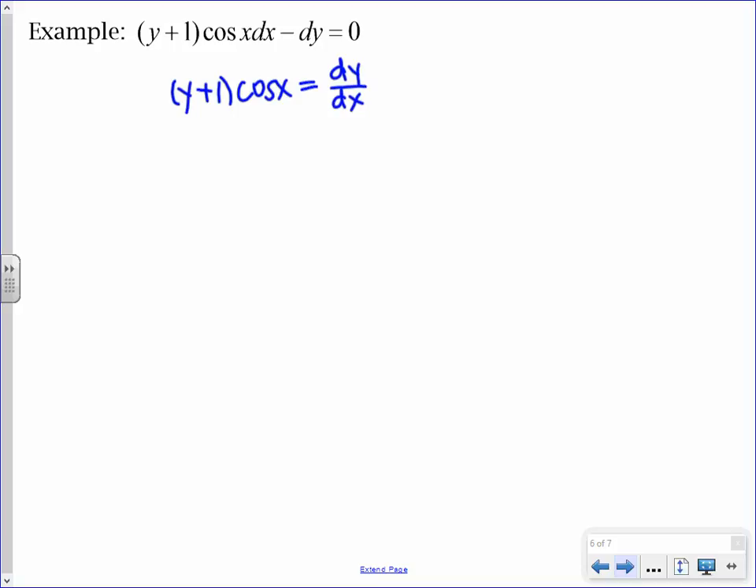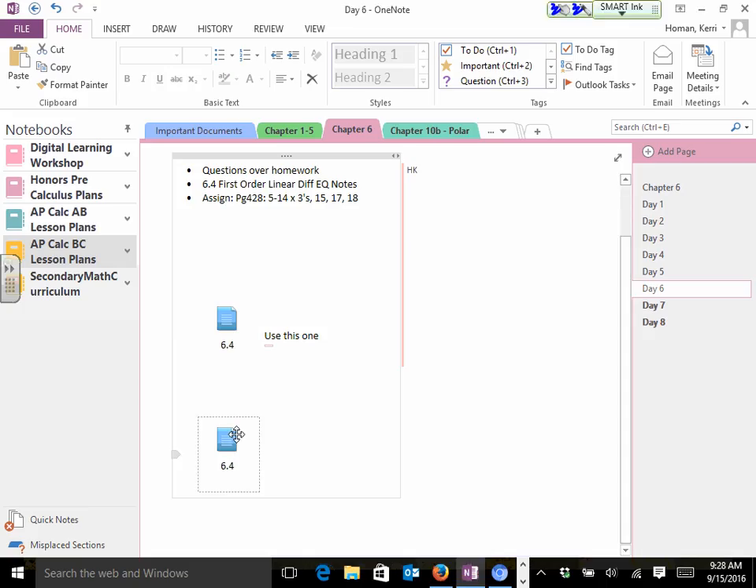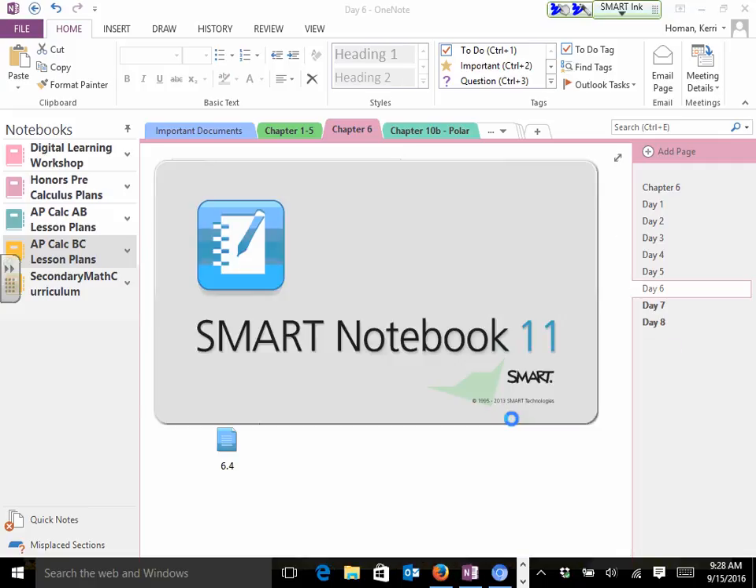You said the first thing is to recognize that. It is the first thing. You are right. Okay, so use separation of variables and solve this one.